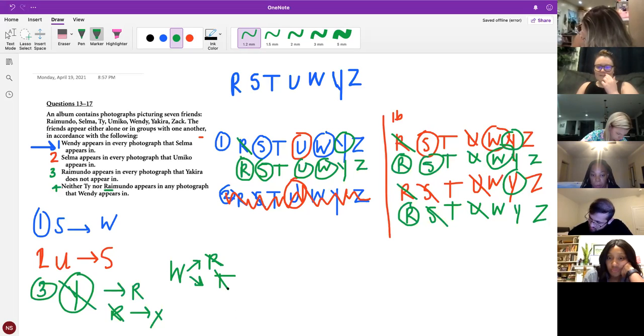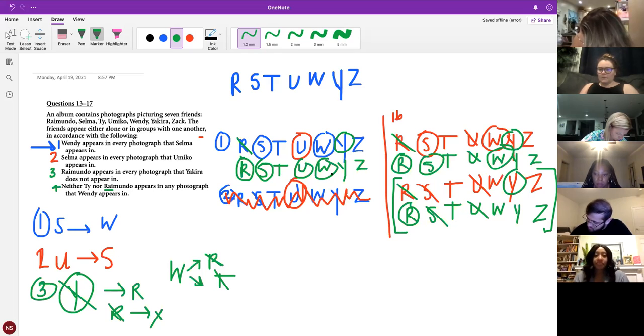So this is convenient because I feel like the only one we're going to have to split is this one down here, which is really nice. But before we get there, let's pay attention to our other two. In all of these, we have W, right? So in all of these, we cannot have R and we cannot have T. So I'm going to pick a different color. So if I have W, I cannot have R and I cannot have T.